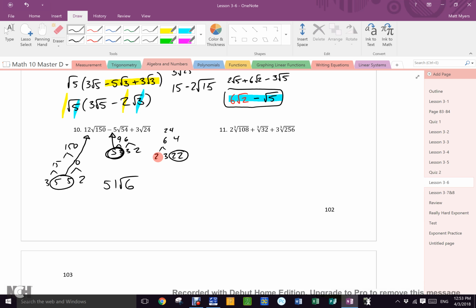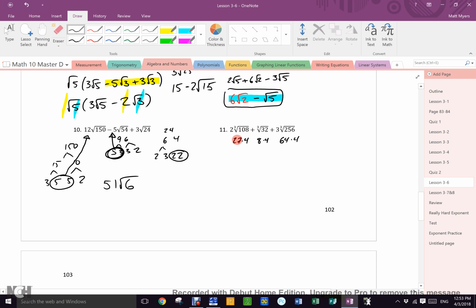Does anything change in number 11? No, I'm just looking for what? Cubes. So I need groups of 3 instead of groups of 2. Right? Since I realize how few of you bothered to memorize your perfect squares, I'm betting nobody bothered to memorize their perfect cubes. So you would need to break these down and look for groups of 3. I have memorized my perfect cubes. This is 27 times 4. This is 8 times 4. And this is 64 times 4.